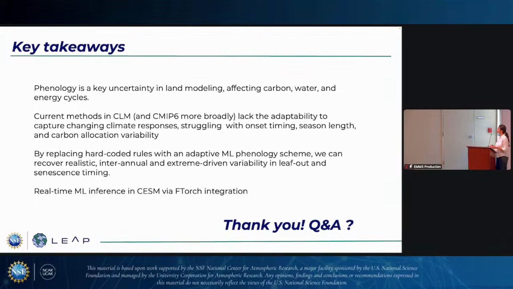Phenology is a key uncertainty in land modeling. It affects carbon, water, and energy cycles, and even just some days of prediction error can lead to cascading effects when it comes to carbon pools. And now that we are able to have real-time machine learning inference in the CESM via FTorch integration, I'm very excited for all the doors that it might be able to open and finally be able to replace some of these hard-coded rules that we've had, and in adapting phenology to be more climate sensitive. And with that, I'll take any questions.